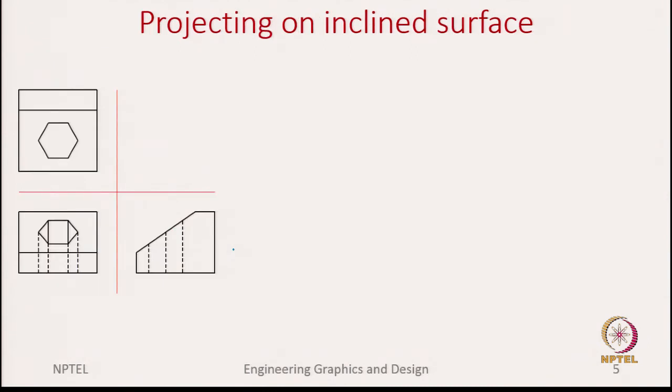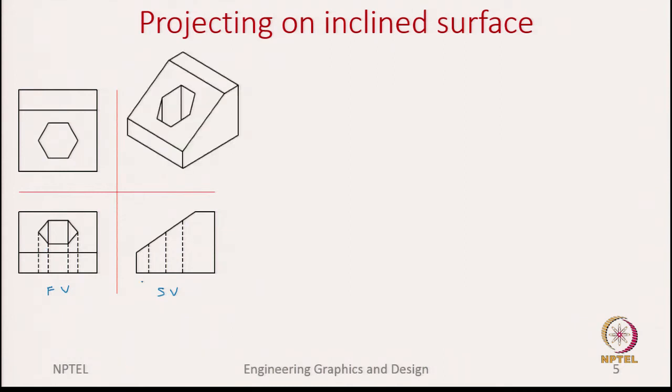Now let us look at the last example where I want to show how we project onto an inclined surface. So, these are the orthographic projections or the multi views of an object. As you can see here, in the top view you can see a hexagonal cut, but once you look at the front view and the side view, this hexagonal cut is shown using hidden lines. Okay. So, you can assume that this is how the final object will look.